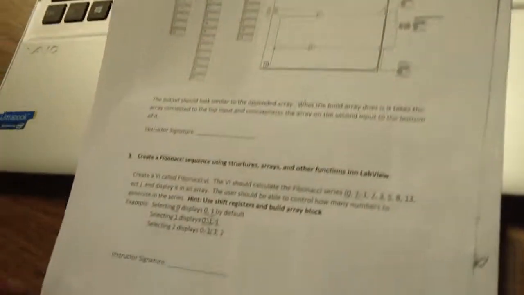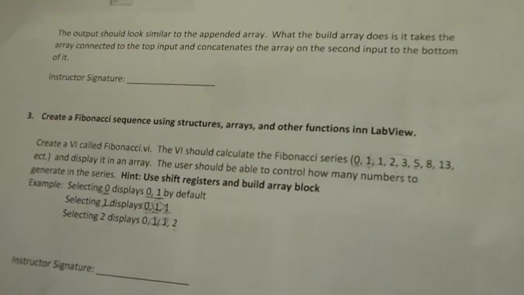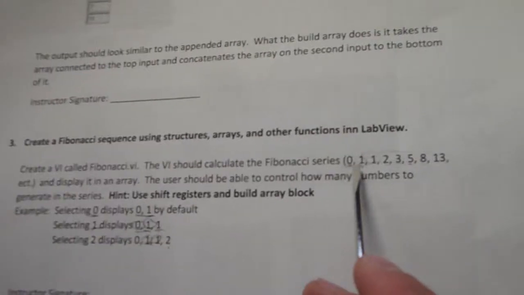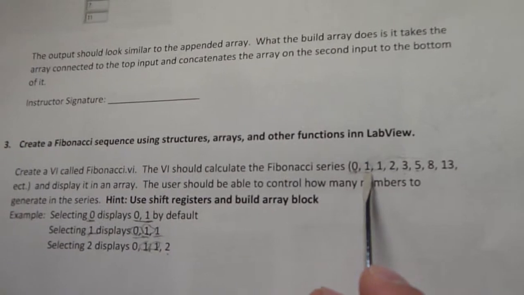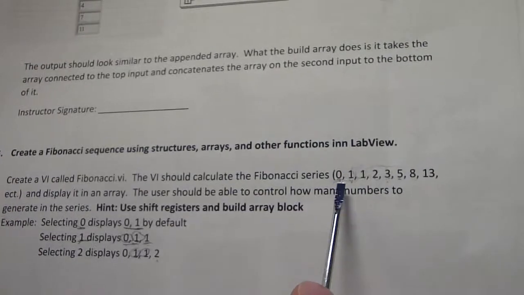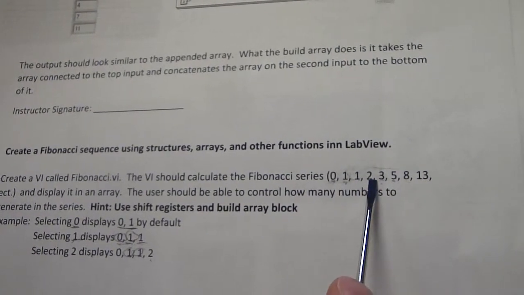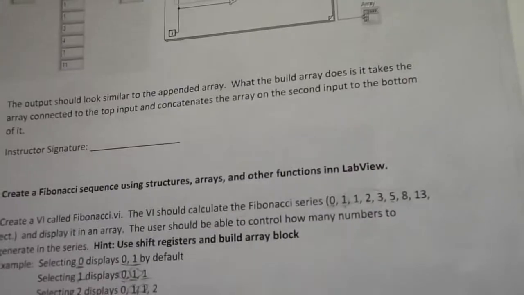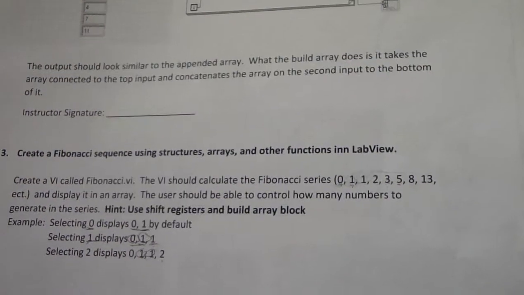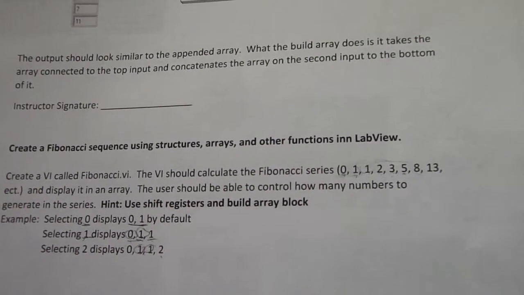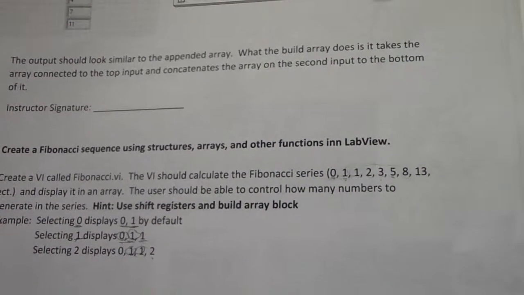Part 3 is create a Fibonacci sequence using structures, arrays, and other functions in LabVIEW. A Fibonacci sequence starts with 0 and 1, and then the next number is the previous two numbers added together. So we have 1, and then we have 1 plus 1, which equals 2, 2 plus 1, which equals 3, and so on. So for this, you need to allow the user to be able to control how many numbers to generate in the series, and you will need to use shift registers and build array blocks.